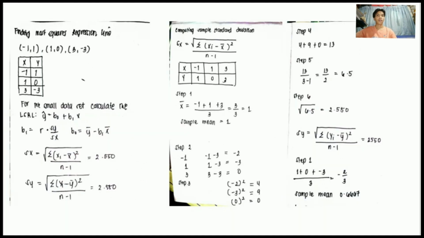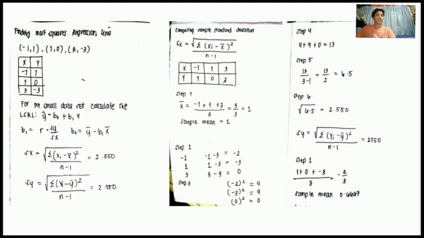Here we are going to proceed to finding the least squares regression line. We have here our example of 3 points, which are negative 1 comma 1, negative 1 comma 0, and 3 comma negative 3. So for our x, it will be negative 1, 1, and 3, and for our y, it will be 1, 0, negative 3. For our small data set, we need to calculate this least squares regression line. We have the formula r times sy over sx, and our beta is equal to the y mean minus b1 times the x mean.